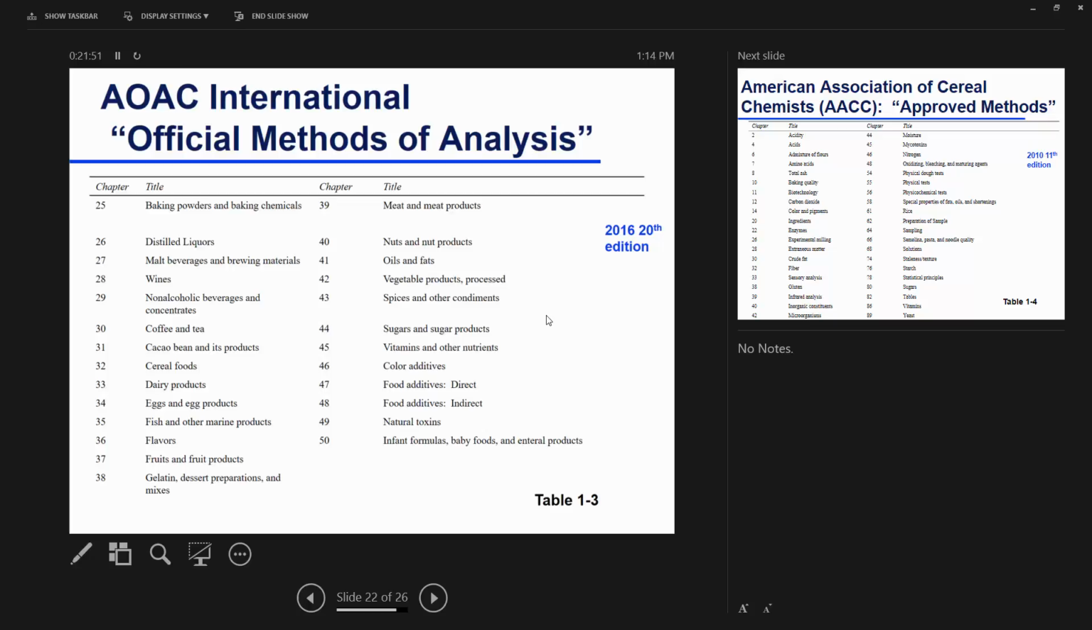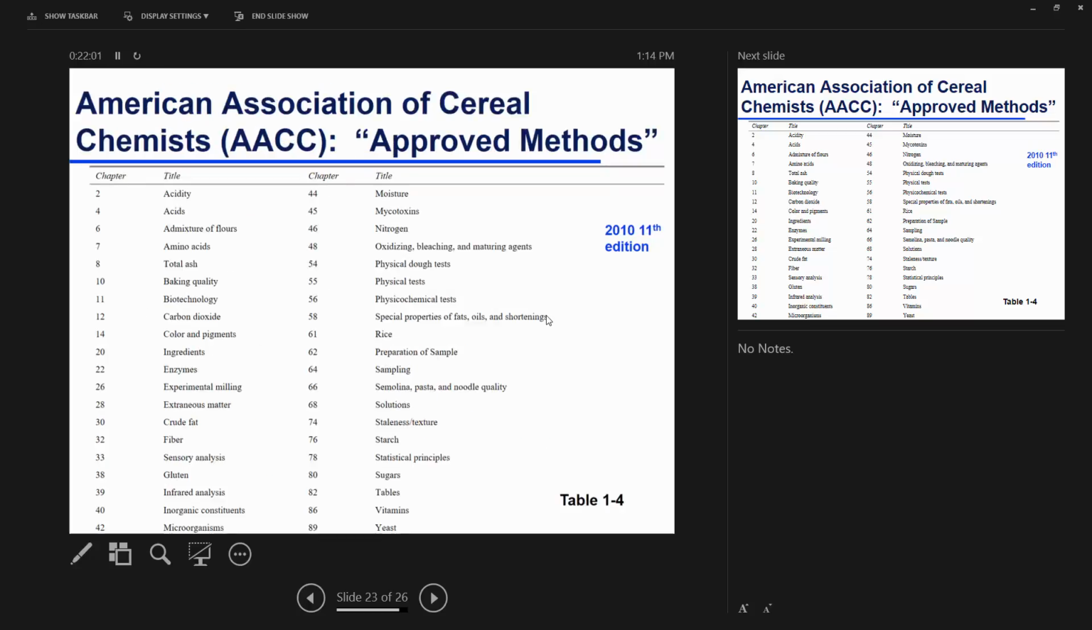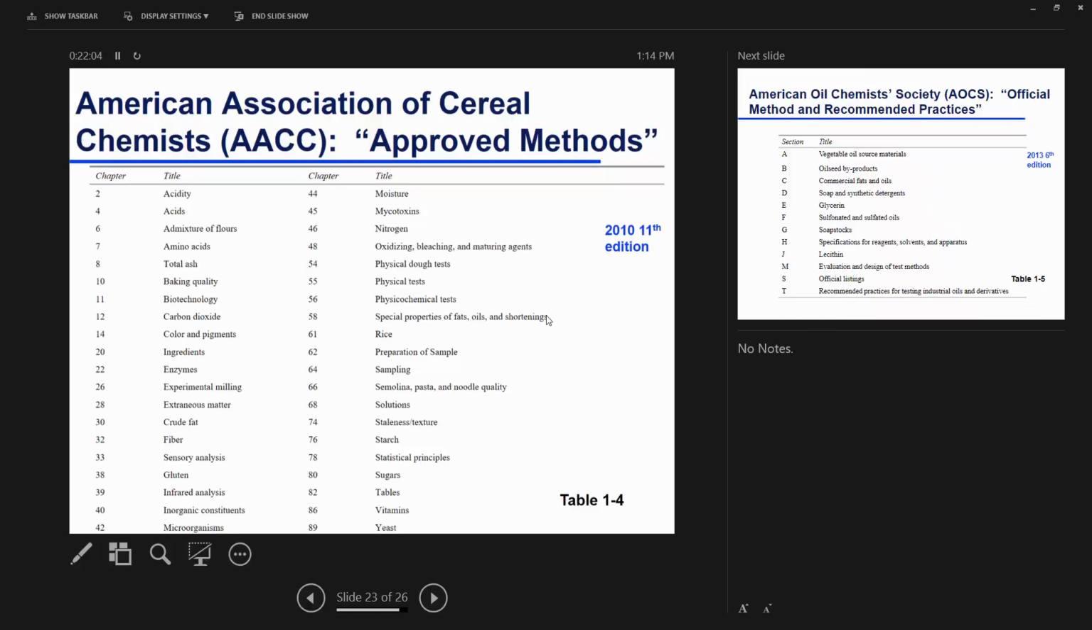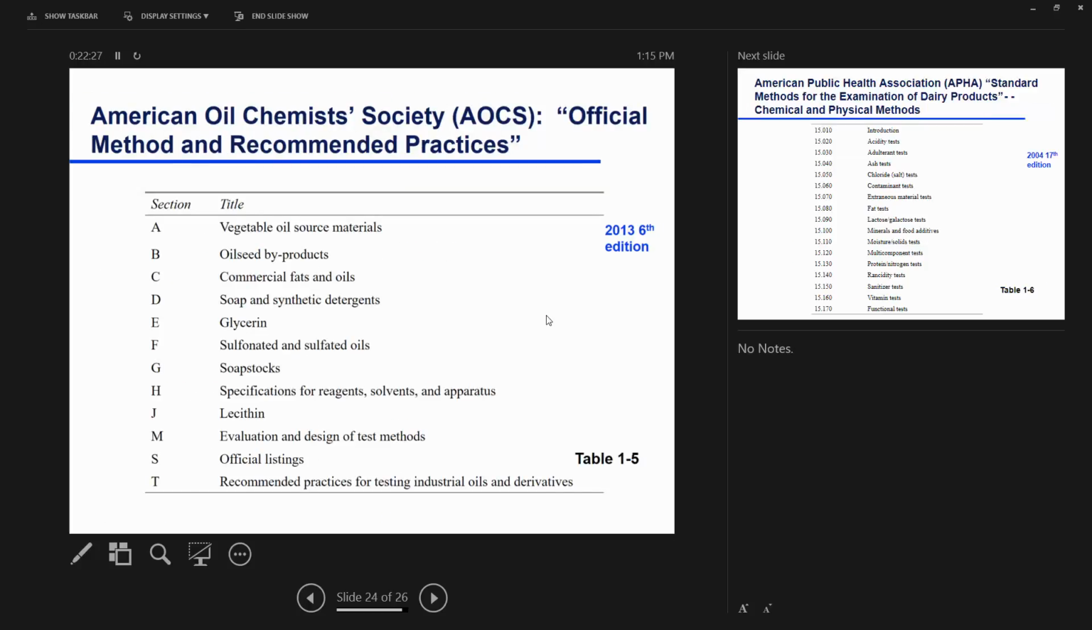membership with AOAC. But anyway, there are different official methods for different products that you can search for different types of analyses. Also, there is the American Association of Cereal Chemists International, which I should update, and the newest edition is from only 2010, but this is the latest edition that they have. It's the 11th edition. These are mostly related to cereal food analyses. So any cereal food or ingredients, you can find official methods under this association.